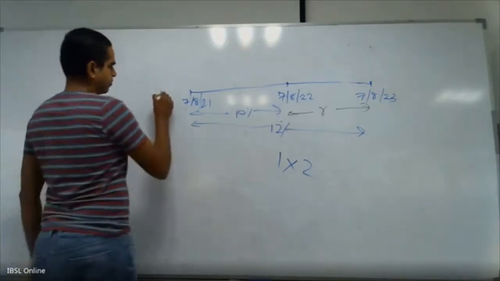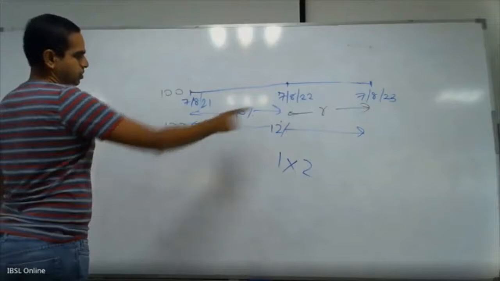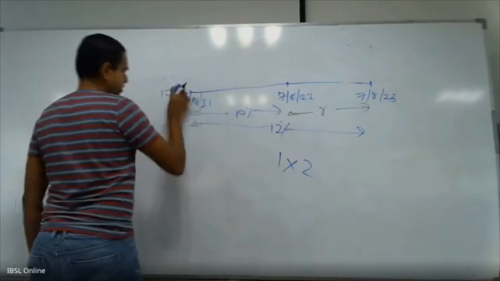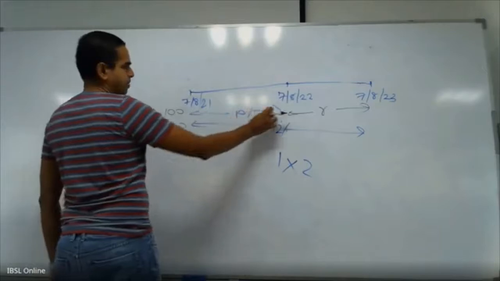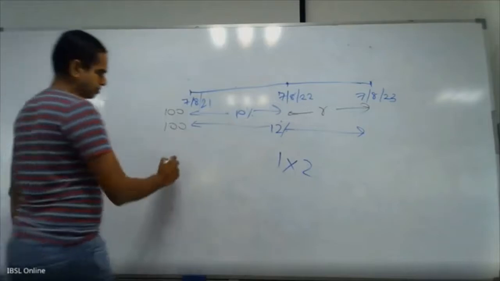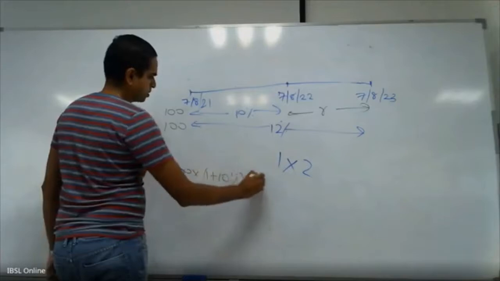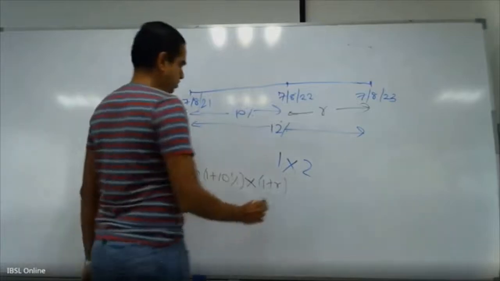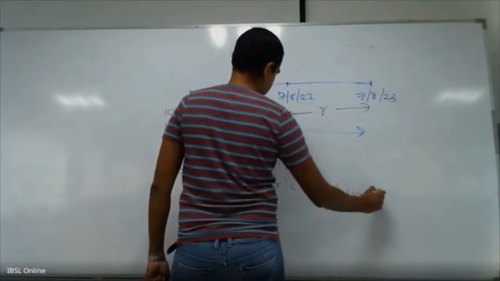What happens is, if you lend 100 rupees under two methods, one at 12% for 2 years, or you lend 100 rupees for 1 year at 10%, and then for another 1 year at R. The two effects should be the same for you to be indifferent, which means 100 into 1 plus 10% times 1 plus R should be equal to 100 into 1 plus 12% squared.